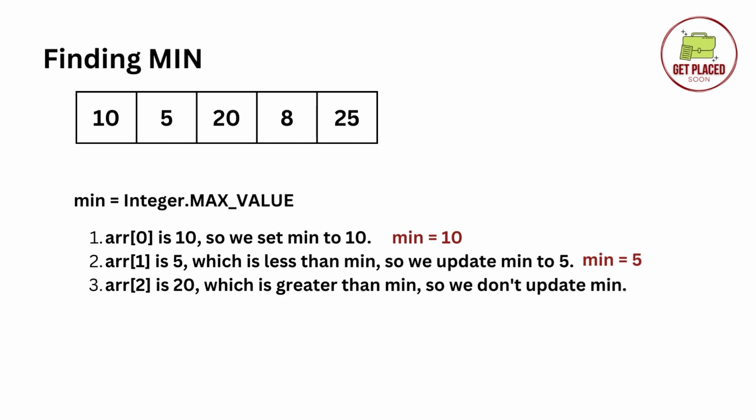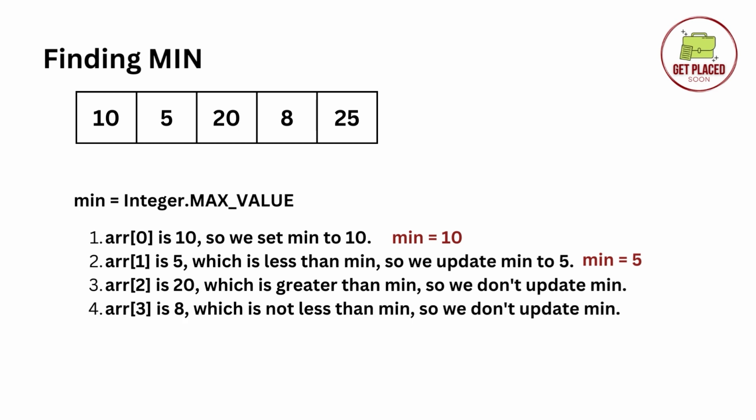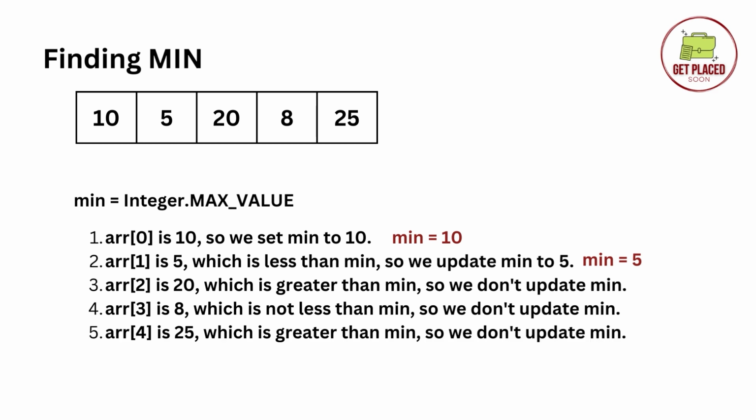The third element in the array is 20, which is greater than 5, so we do not update minimum. The fourth element in the array is 8. Again, 8 is greater than 5, so minimum is 5 only, so we do not update minimum. The last element is 25. 25 is again greater than minimum, so we do not update minimum. After iterating throughout the array, the minimum stays 5. So the minimum of this array is 5. This is how we find the minimum value.